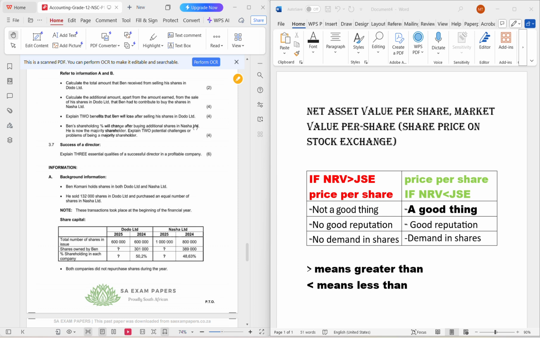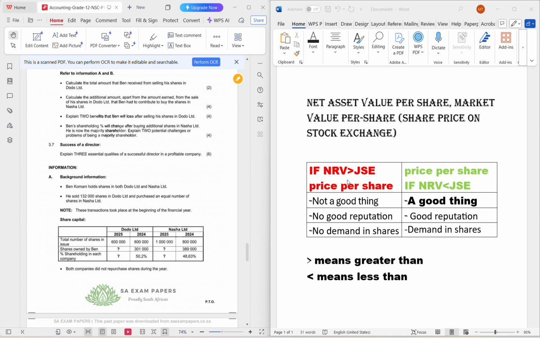So good day everyone. We will be doing the net asset value per share and the market price value per share on the stock exchange. The stock exchange is like the JSE, Johannesburg Stock Exchange. Net asset value per share, so that's our main focus for today.